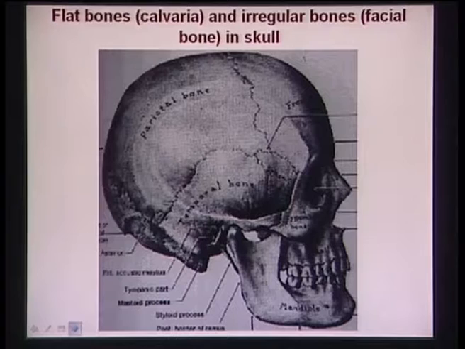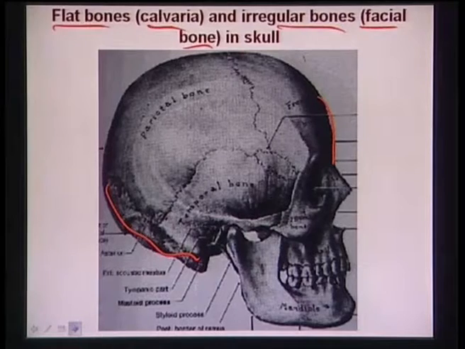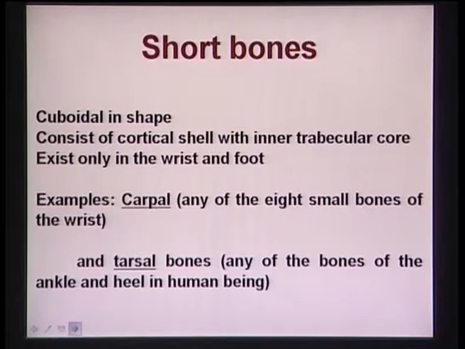Then what is known as the flat bone? Flat bones are like the calvaria, and irregular bones are the facial bones. So the facial bones you can see in the skull are called the facial bones or irregular bones. These are examples of the irregular bones. Short bones are typically cuboidal in shape. If you remember how these bones are classified into different types, long bones, if I can summarize, are bones whose length is much greater than the width. That means the aspect ratio is much greater than 1.